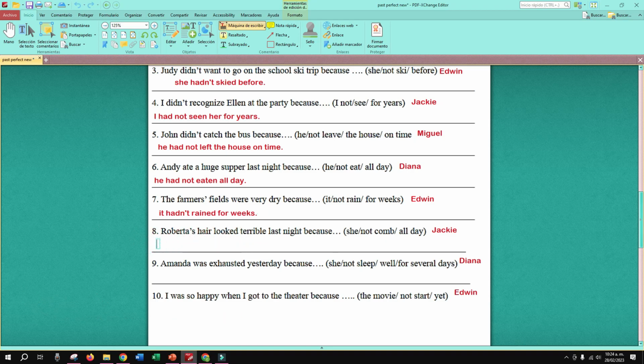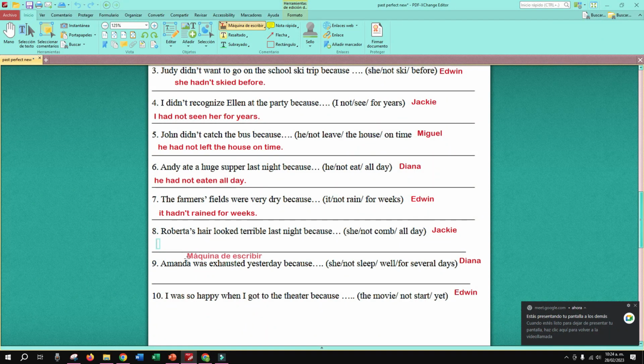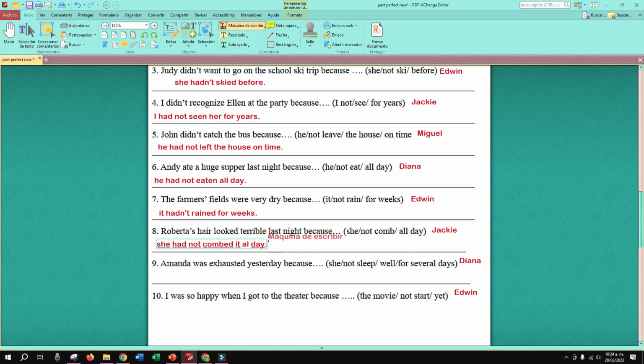Miss Jackie, are you there? No? She left. Okay. So, Roberta's hair looked terrible last night because she had not combed all day. That will be the answer. Roberta's hair looked terrible last night because she had not combed it all day, right?